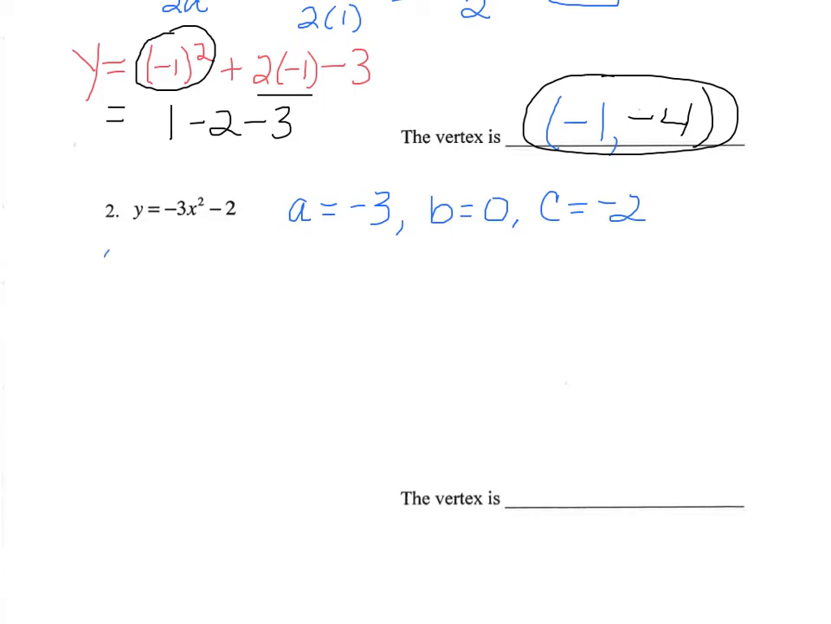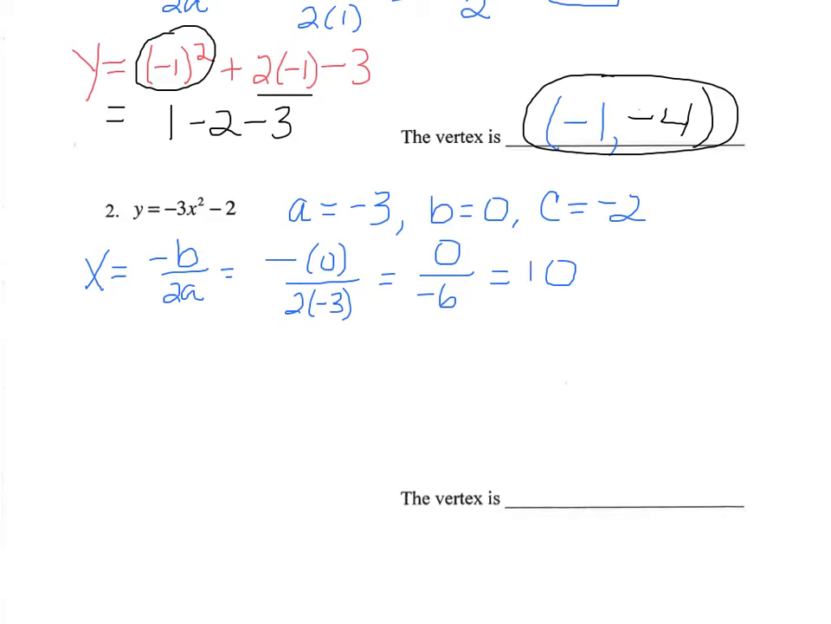So the formula for the x-coordinate of the vertex is negative b over 2a. Let's plug in our numbers. We're going to have negative 0 divided by 2 times negative 3. Negative 0 is just 0 divided by negative 6, and if I take 0 divided by negative 6, I get an x-coordinate of 0. So for my vertex, it is the coordinate 0 comma something.